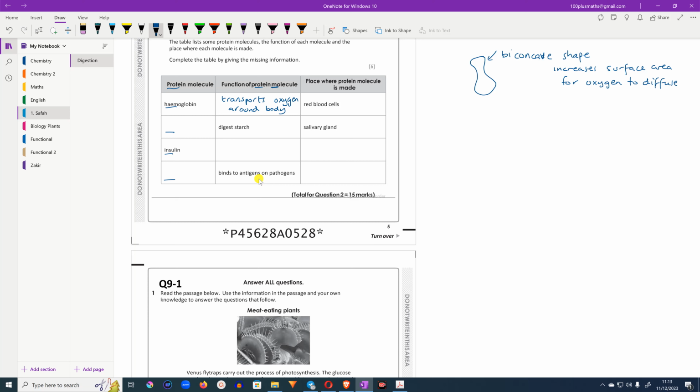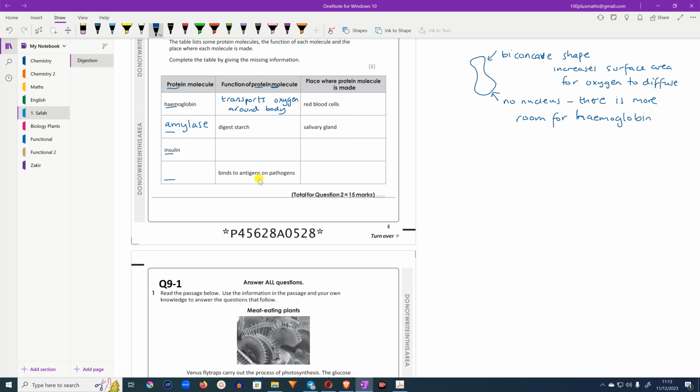Right, it's got no nucleus. Look, normal cells have a nucleus. This one doesn't. So there's no nucleus. That means there is more room for hemoglobin or globin. So there's more capacity to carry oxygen around the body. Right, to digest starch in the salivary gland, remember what we said, it's amylase.